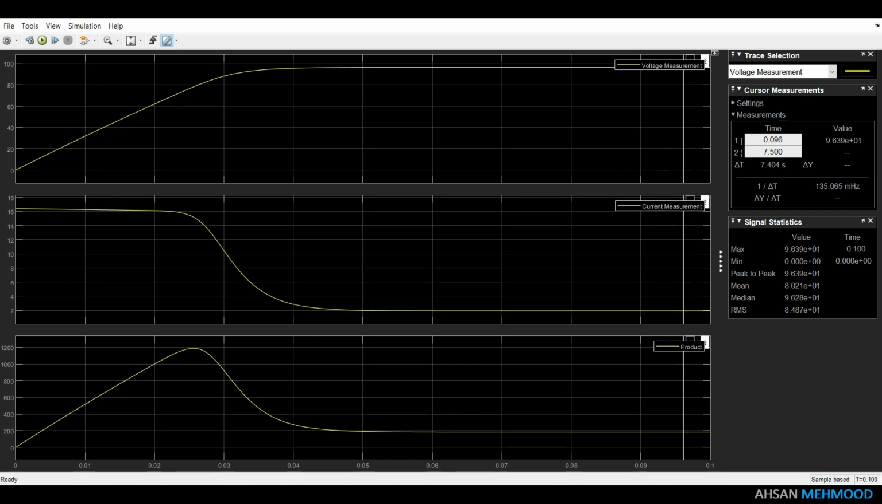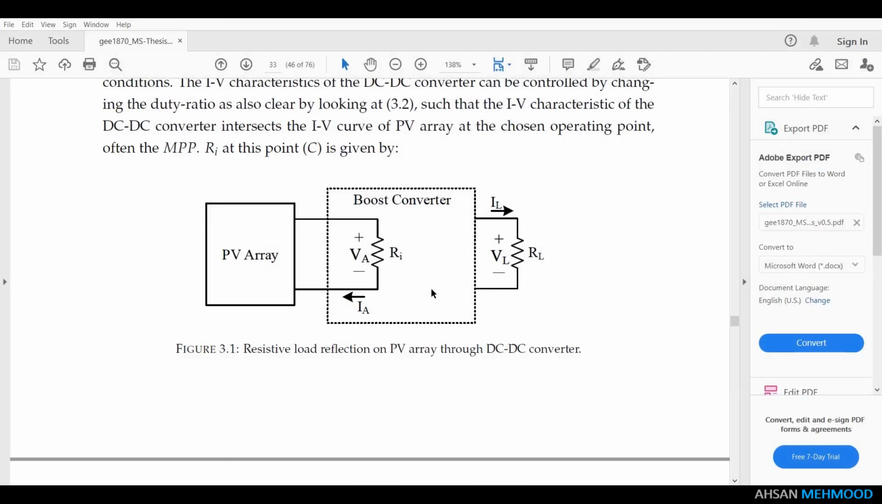So what is the issue with this? Consider the block diagram of the PV system, where the function of the boost converter is to modulate the load resistance at the output of the PV array by adjusting the duty ratio. Ri stands for the modulated load resistance, which is also known as reflected load resistance at the boost converter's input. It is the resistance seen by the PV array and decides its operating point.